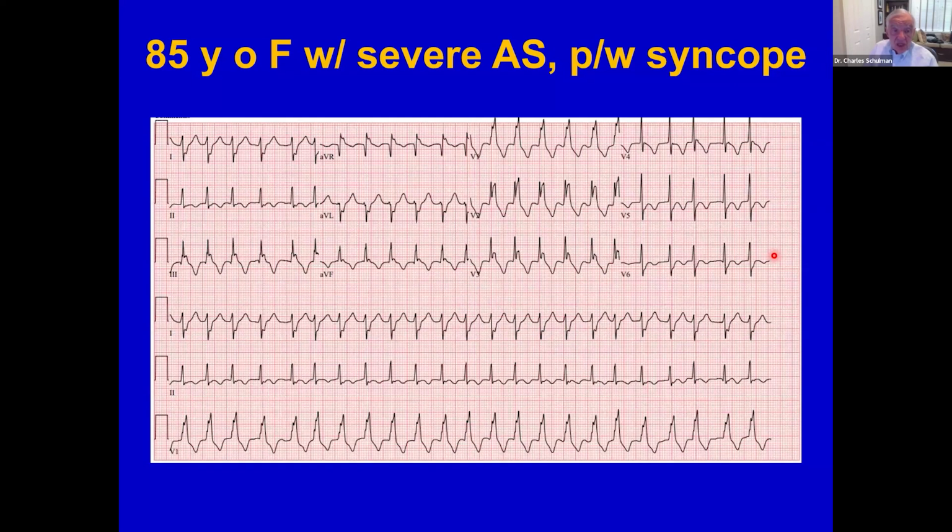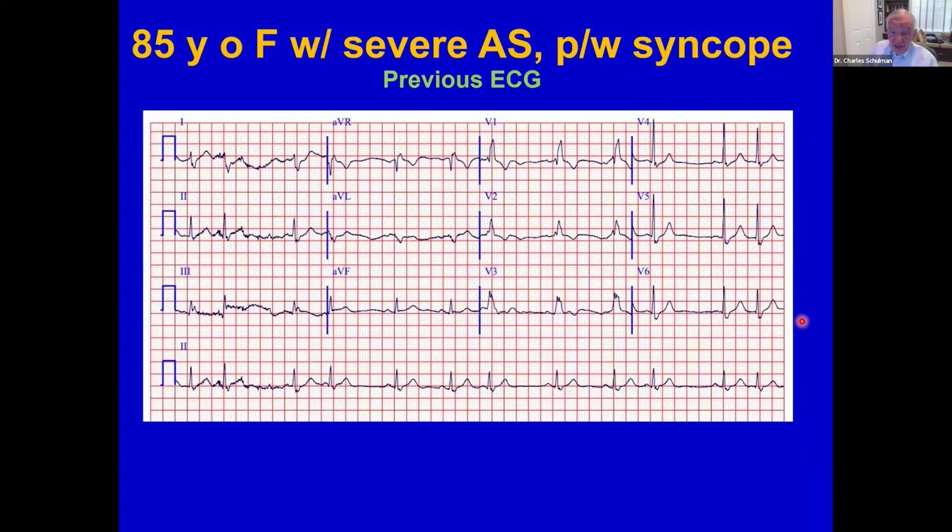Here is an 85-year-old woman with severe aortic stenosis who presented with syncope. She also has a right bundle branch block and a rapid rhythm. Is it regular or not regular? Not quite regular. Look here, not regular. So if it's irregular, that's probably a fib.